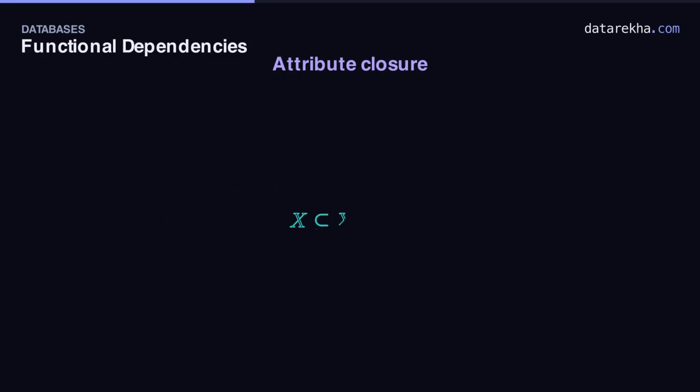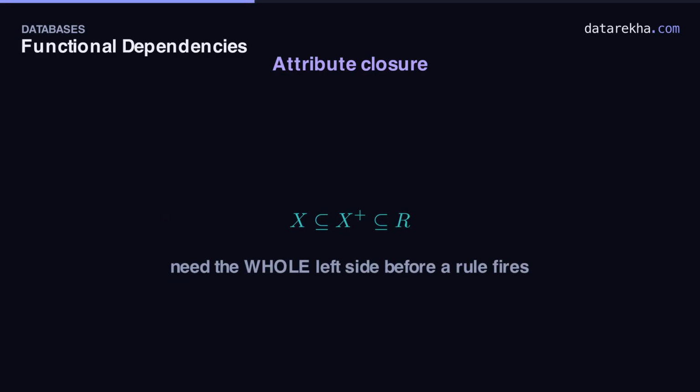Two guardrails. The closure only ever grows and can never exceed the table's columns, so the loop always stops. And you need the complete left side inside before a rule fires. Half of C and D is not enough.